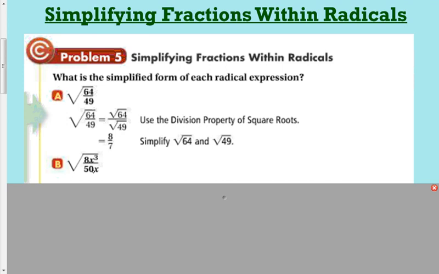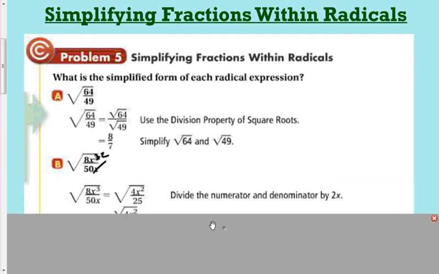Because the x's, we have one will cancel out there, and this will become x squared. We can also reduce the fraction on the inside a little bit, dividing both the top and the bottom by 2, and we get 4 over 25. So you're left with 4x squared over 25.